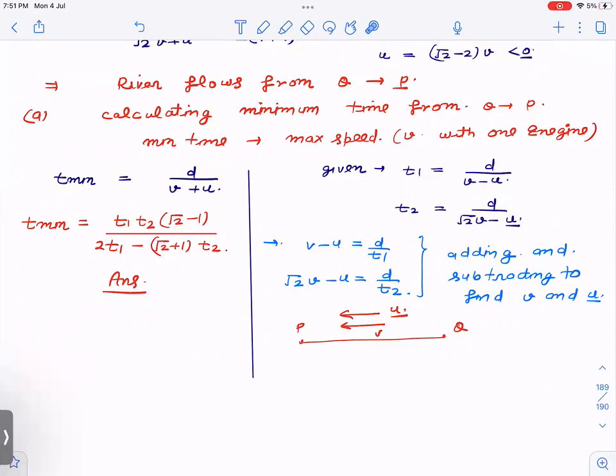So after finding V and U in terms of D, if you substitute here in this equation, we are going to get T equal to (root 2 minus 1) T1 T2 divided by (2 T1 minus (root 2 plus 1) T2), right? So that's it. Now in a similar way, you can also solve the second part. Just that now in the second part you have to find out the time with both the engines on, right? So I hope you can do it now. So that's it. That was my analysis.